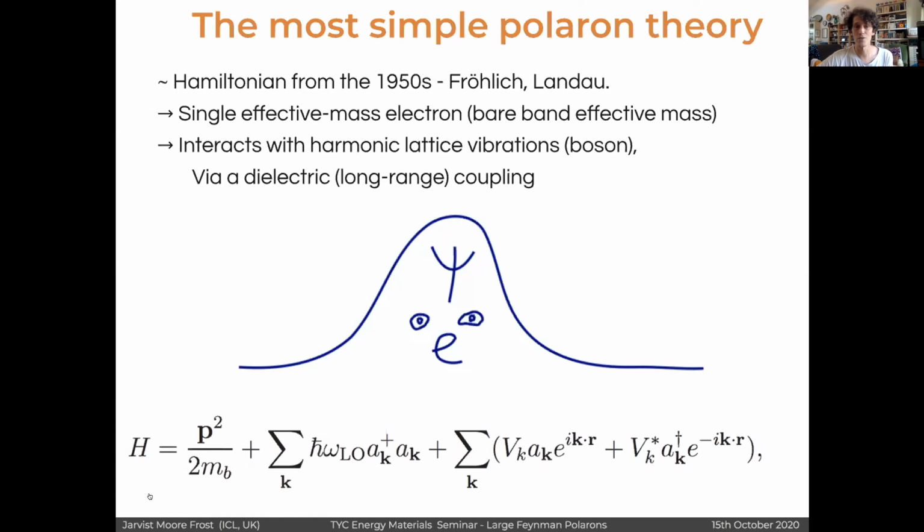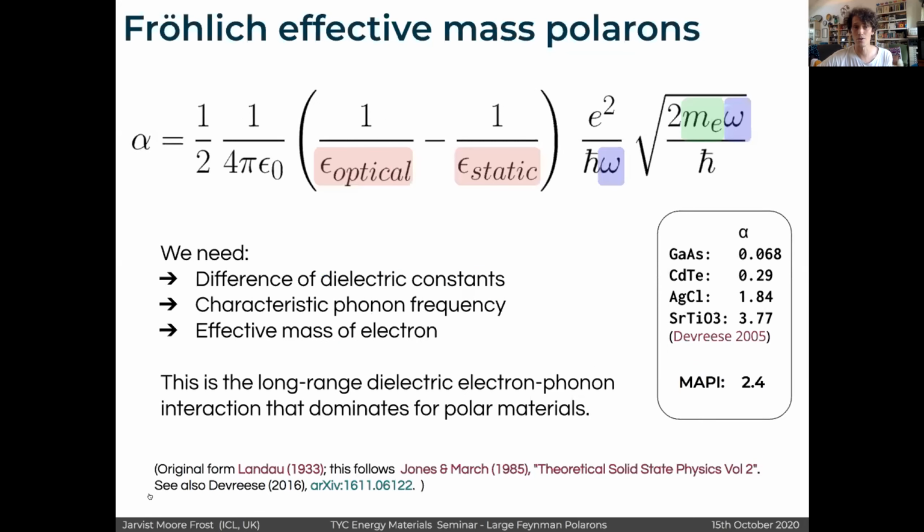So the Hamiltonian is very simple. You can parameterize it with this dimensionless alpha parameter. Usually, if you read descriptions in the textbooks, this is considered a phenomenological quantity. However, you can actually just calculate it from ab initio calculations, and what it relies on are these dielectric constants, and a frequency of an effective phonon mode, which you can get from your lattice dynamics calculations. And of course, because it's an effective mass theory, you also input an effective mass.